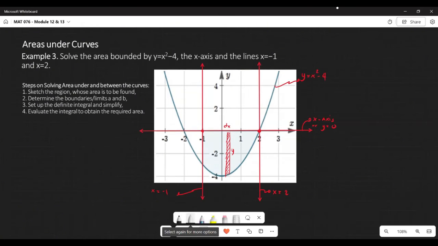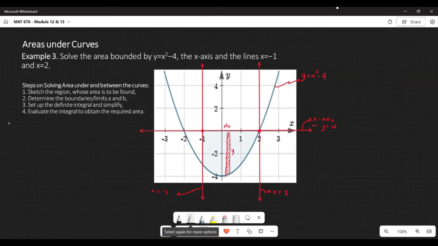So for determining ng limits A and B, yung strip natin is under from left, yung from x is equal to -1. Kasi yan yung dulo ng ating boundary, di ba? Nung area natin na sinade kanina. Tapos under yung dx horizontally papunta dun sa x is equal to 2 dahil yan yung dulo ng ating boundary using the functions na given.